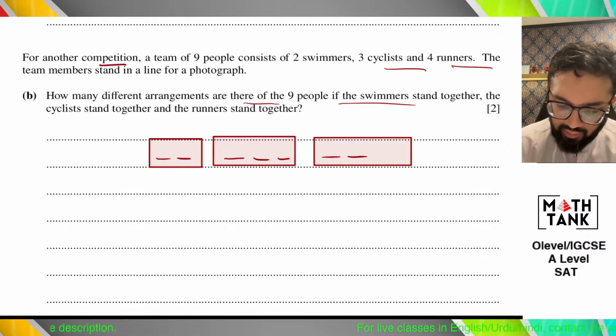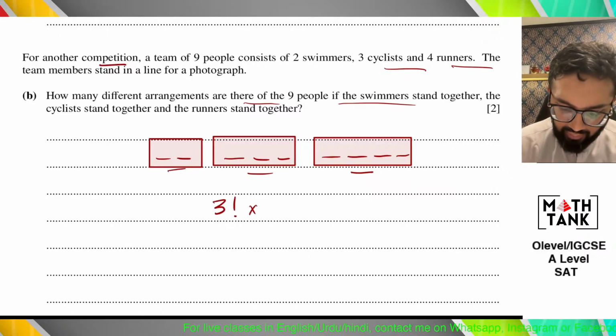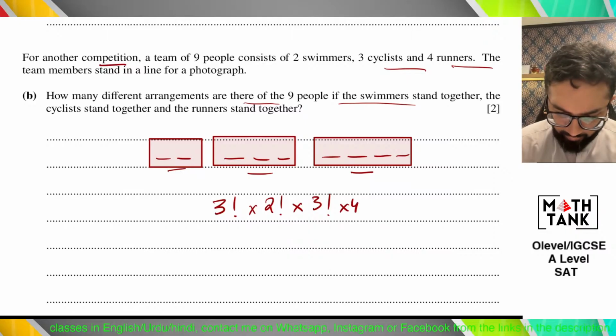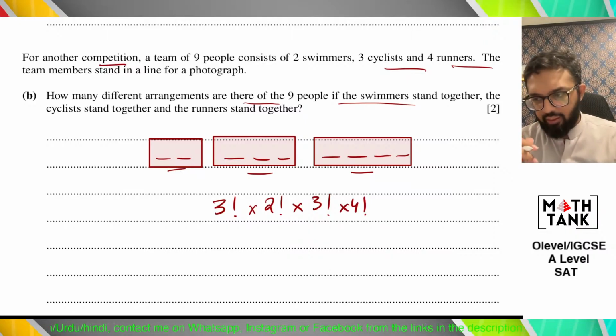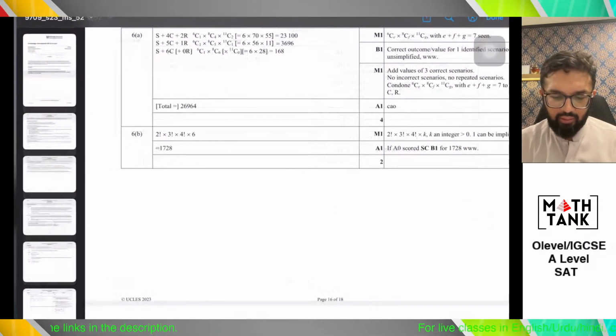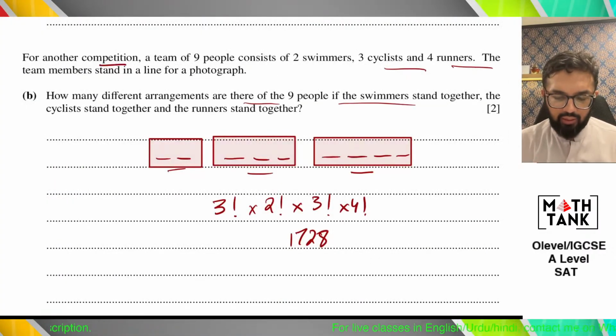Everyone's boxes will come, and under the boxes there will be dashes, so that's 3 factorial. Inside each box will go 2 factorial, 3 factorial and 4 factorial. There are no identical things as such when you are arranging people. So I get 1728.